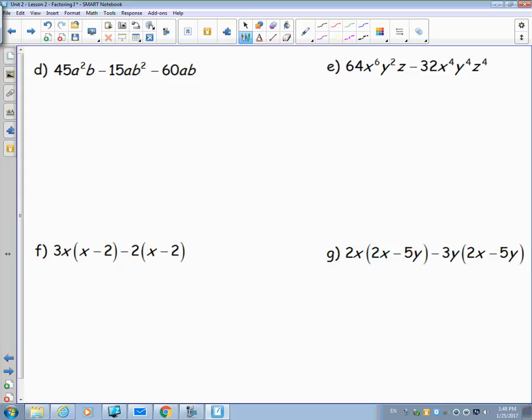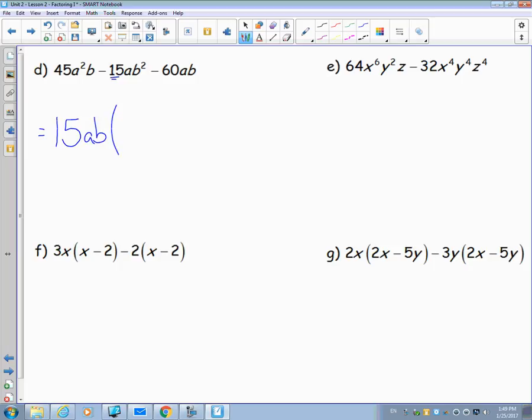So 45, 50, and 60, common denominator. What can I divide them all by? Well, I can divide them all by 5, but I'm looking for the greatest common factor. So these are all divisible by 15. A little hint, always try the smallest of the 3 numbers. What else do they have in common? They all have an a and a b.